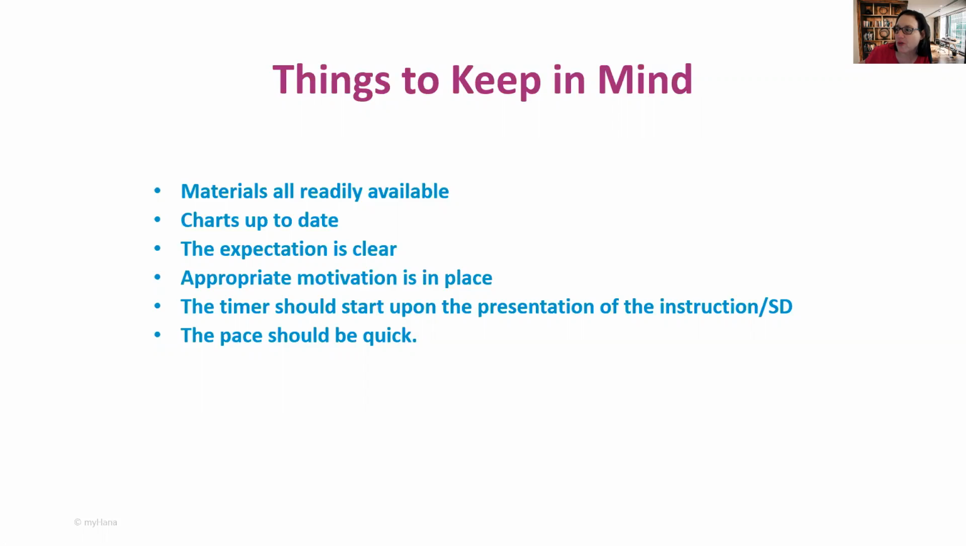The staff should be letting the learner know what their expectation is, like, you're going to do this 4 times in 10 seconds, okay? Appropriate motivation is in place. So if your child likes to be cheered on by the staff, that should be available. If they don't like it, you find another way that they do like and have it available. And when timing, the timer starts when you present the first task, and the staff should be moving quickly to see if your child is learning and if it is becoming automatic.